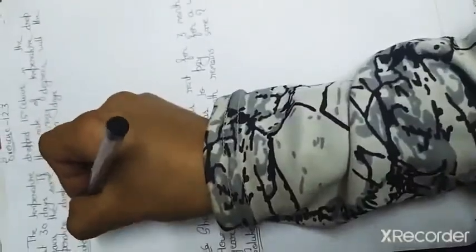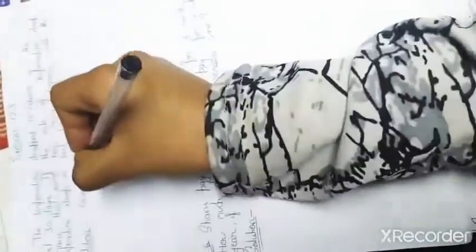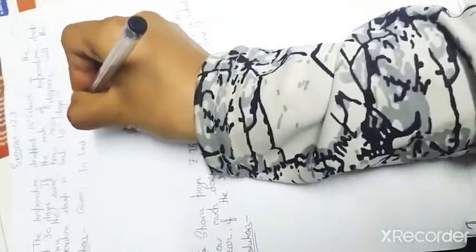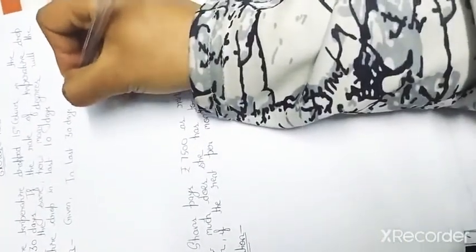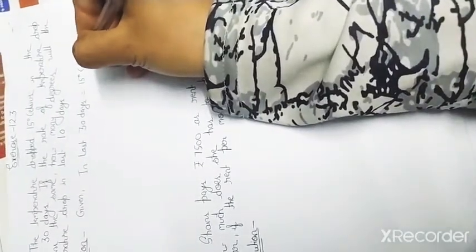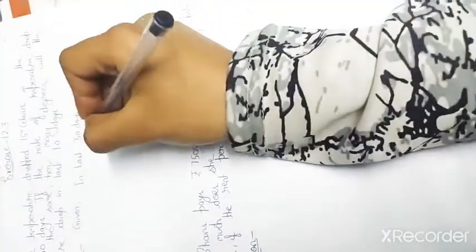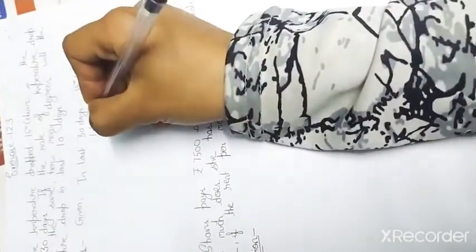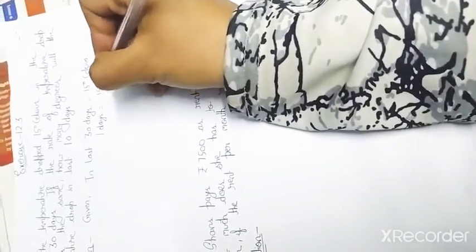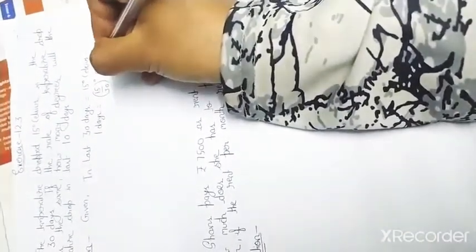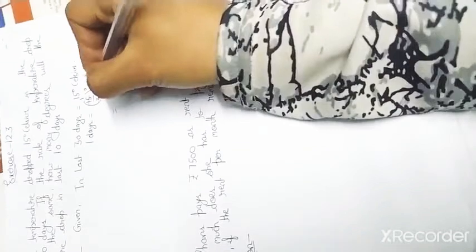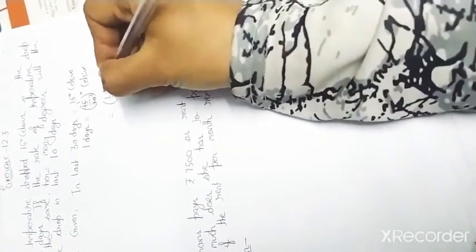So first of all we will write the given things. So in the last 30 days, the temperature dropped is 15 degrees Celsius. Okay. Now, in one day what is the temperature drop? It will be 15 by 30 degrees Celsius. Okay. So it will be what? 15 ones are 15, 15 twos are 30. 1 by 2 degree Celsius.